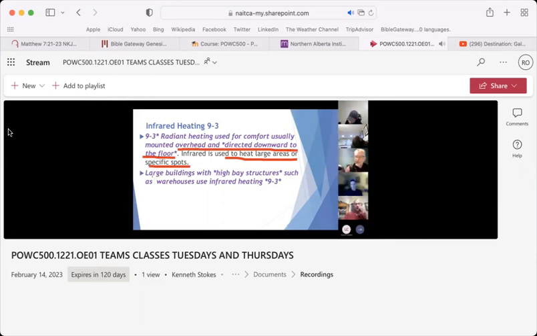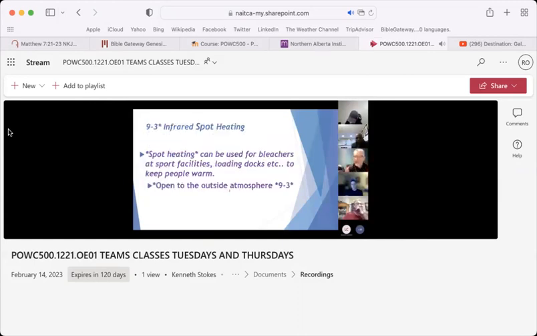So for example, we have large buildings with high bay structures like warehouses. We'll use infrared heating. A car wash comes to mind. I was in a large car wash out here in West Edmonton. They have infrared heating. The radiant energy warms the floor. You're comfortable in there, but they're not spending a lot of fuel on keeping the whole airspace heated up in the building. We can also have spot heating used for bleachers and sport facilities and loading docks.